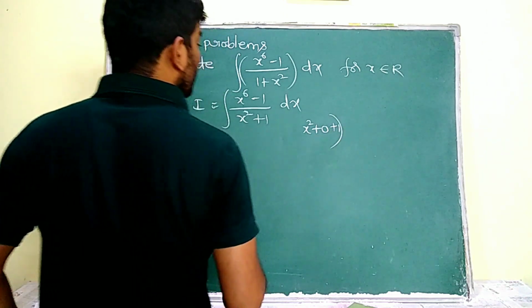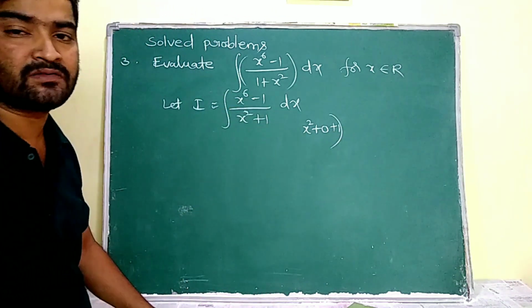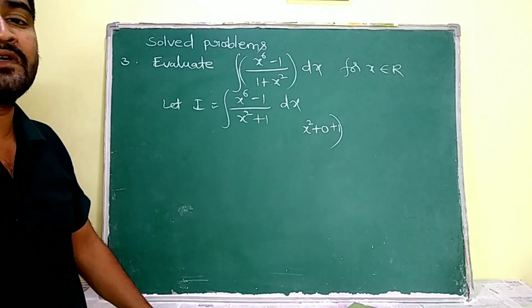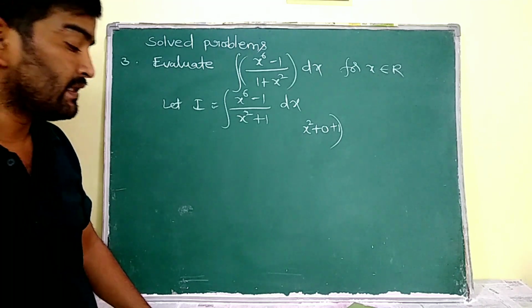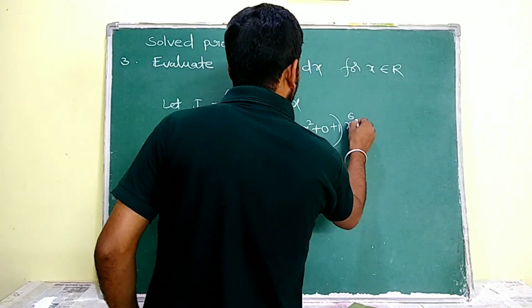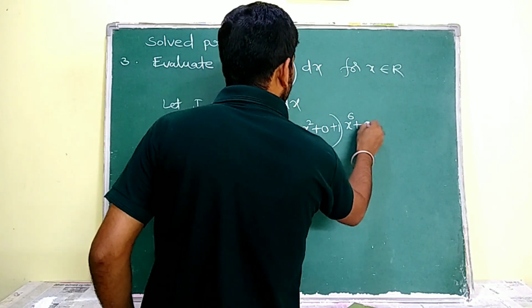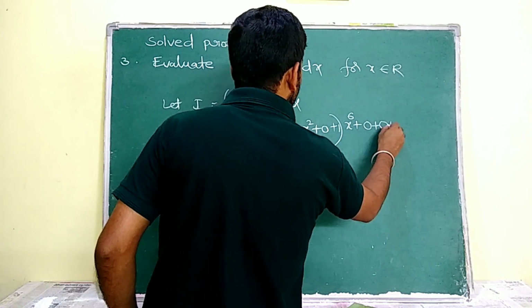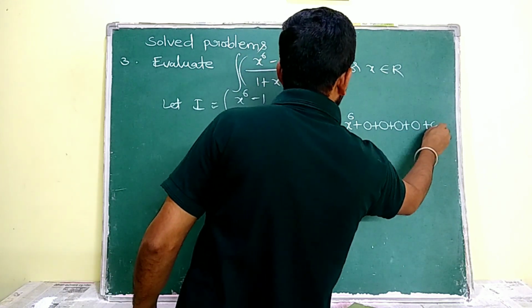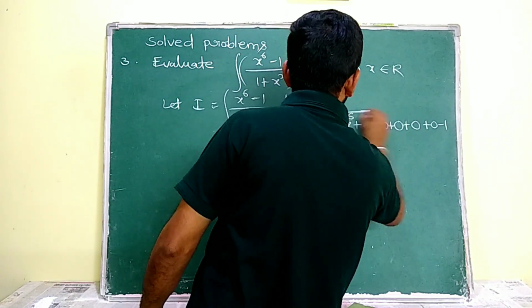Now I am going to divide x power of 6 minus 1, so I am going to write x power of 6 minus 1 also in a standard form. That means in the place of the missing terms I am going to write zeros: x power of 6, then x power of 5 term 0, x power of 4 term 0, x cube term 0, x square term 0, x term 0, then minus 1.